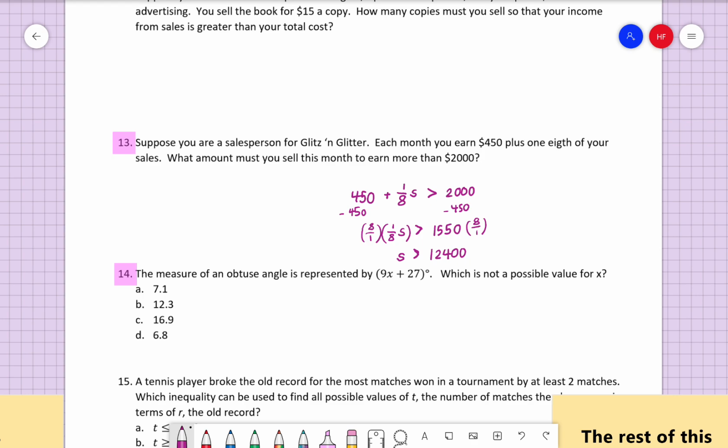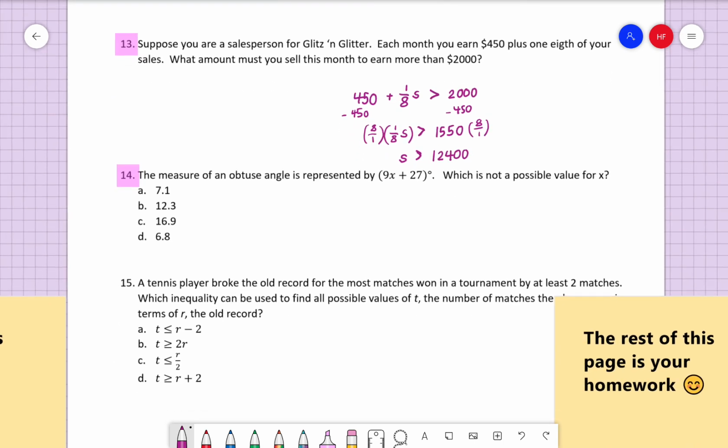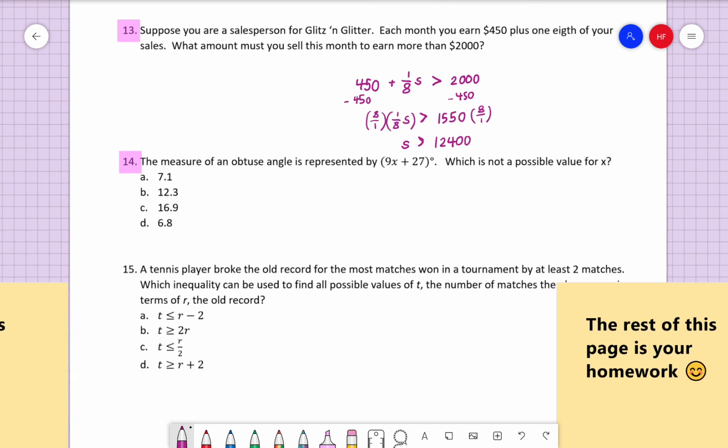The measure of an obtuse angle is represented by 9x plus 27 degrees, which is not a possible value for x. Obtuse means greater than 90 degrees. So 9x plus 27 is greater than 90. So we want to know what is not a possible value for x, so we're going to solve this.